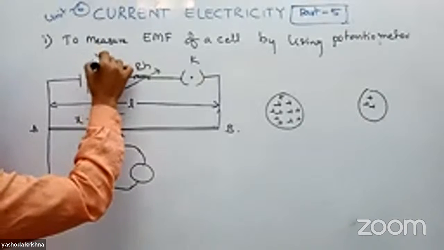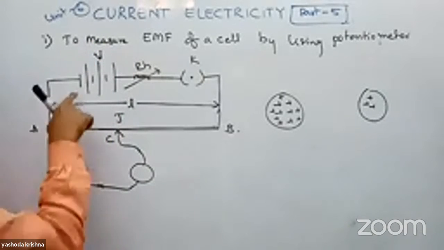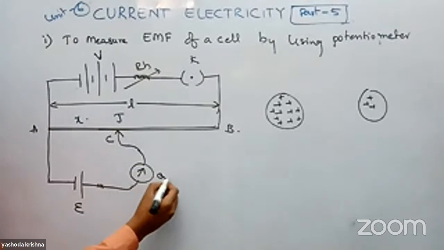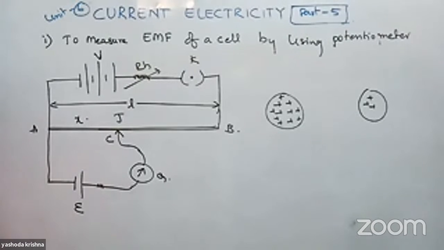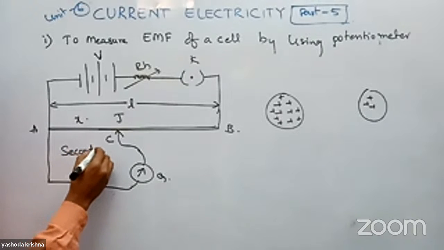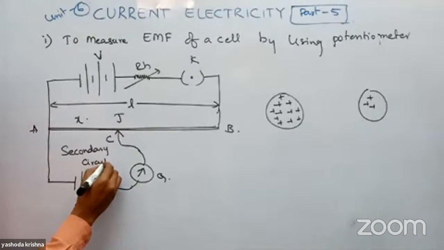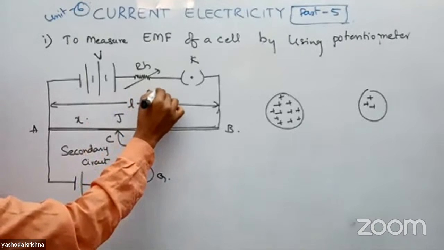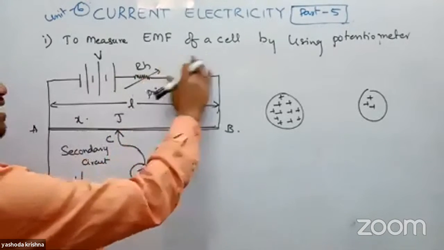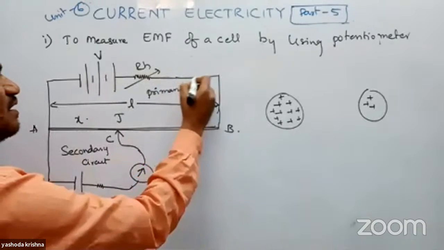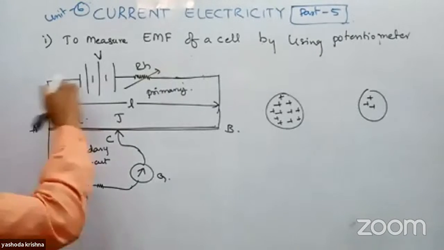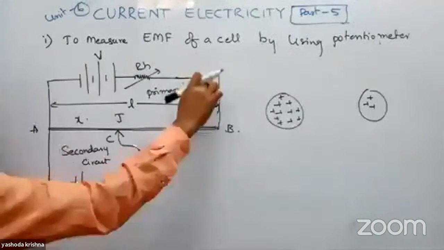Here the battery is there. This is the primary circuit, and this is the secondary circuit. Here G is there. When the key is closed, current flows in the primary circuit, through the total primary circuit.